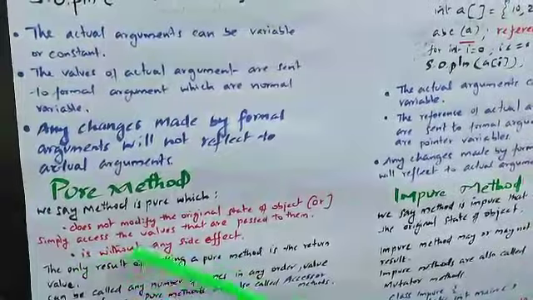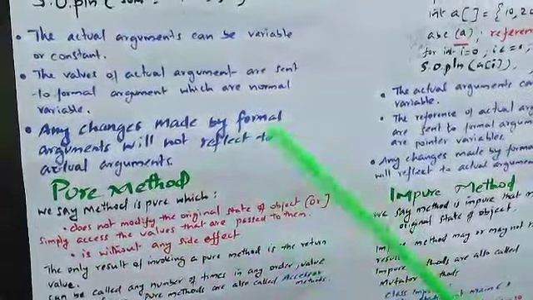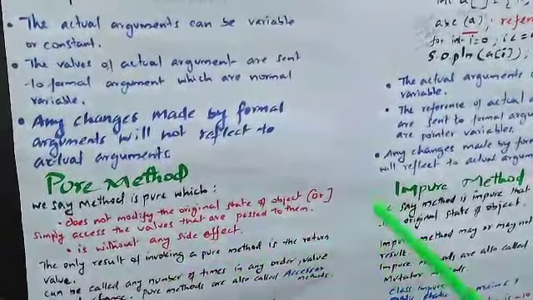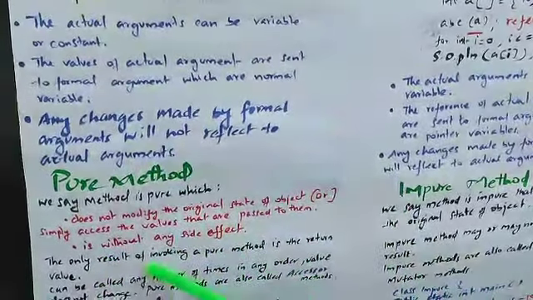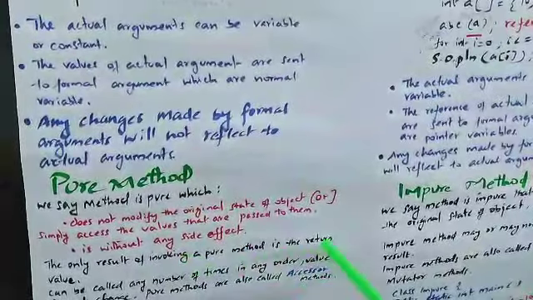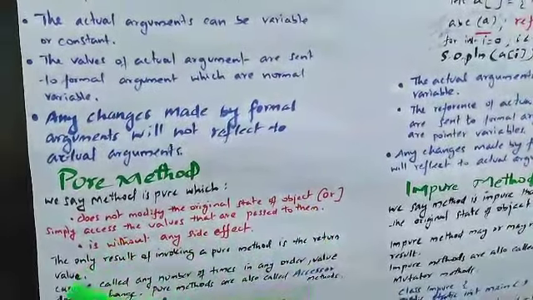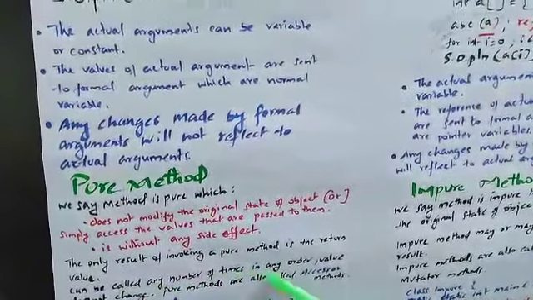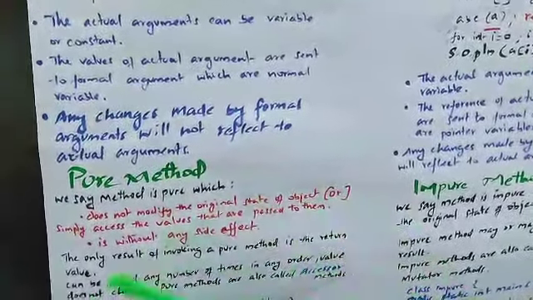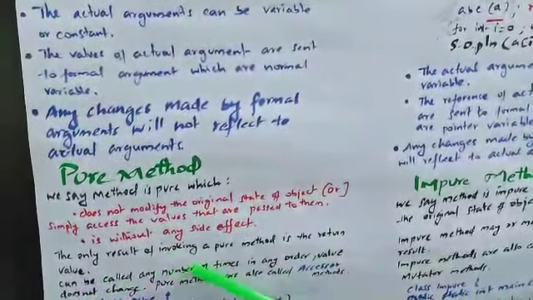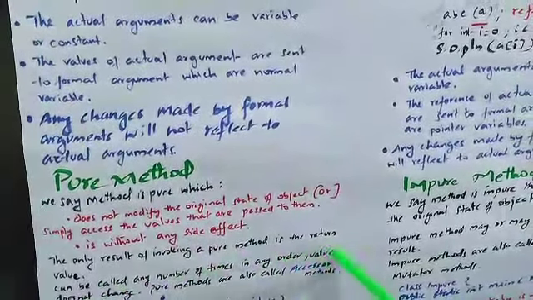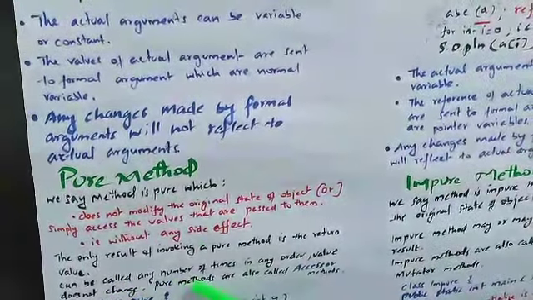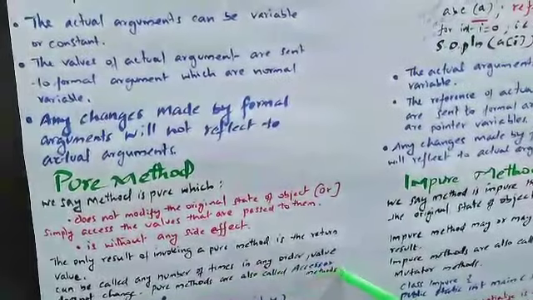Third point is without any side effect. Now see, the only result of invoking a pure method is the return value. It can be called any number of times, in any order, but the value does not change. That is what we call a pure method. Pure methods are also called accessor methods.